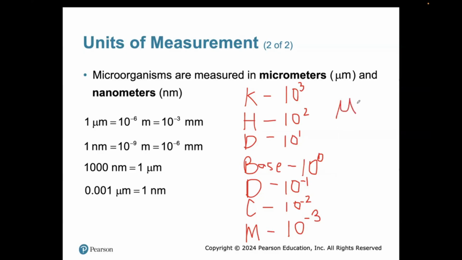So micros are really small. Micros are 10 to the minus 6. And then your nanometers, nanos are going to be 10 to the negative 9th power. All right, so it's showing you relativity here.